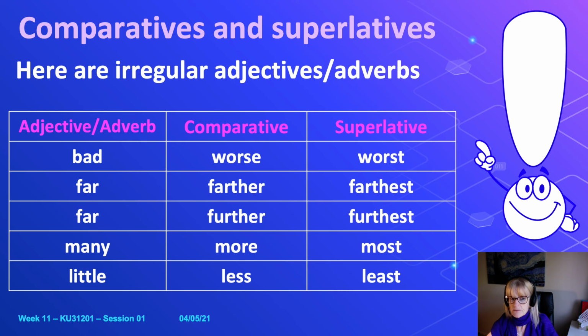When the adjective is many, we say more or most, just like we do when we're adding it to an adjective. And if the adjective is little, we say less or least. That's if we're talking about little being a small amount. So we don't say littler and littlest when we're talking about amounts. We say less and least. So just go back and have a look at those tables. They're the ones that we have to memorize.